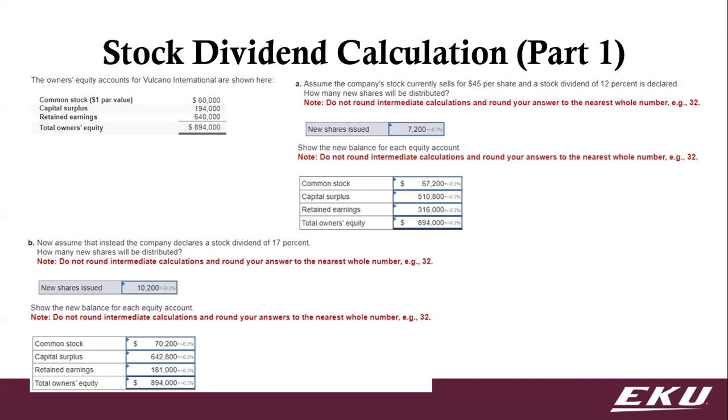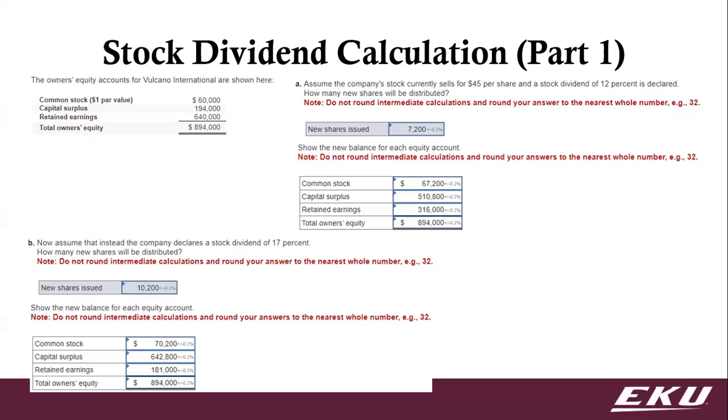So assume the company stock is selling at $45 a share. Stock dividend of 12% is declared. So instead of giving cash, they're going to pay out this stock dividend of 12%. And how does that impact the balance of the equity sheet? We'll look at that one, and then on part B, instead they do a stock dividend of 17%, right? So part A is at 12%, and part B is at 17%.